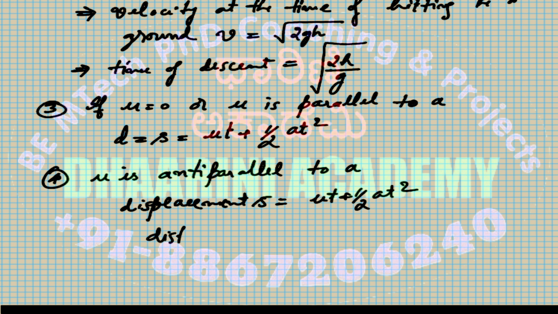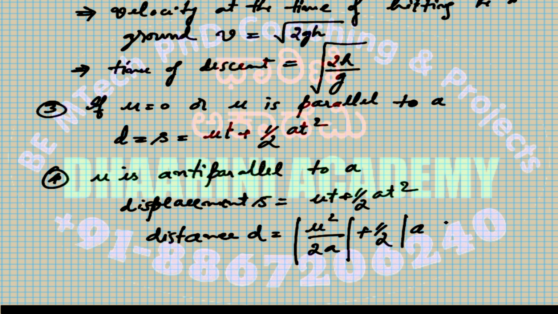But the total distance covered, distance d, can be calculated using a different equation, that is u square by 2 times magnitude of a, plus half of magnitude of a times (t minus t naught) square.